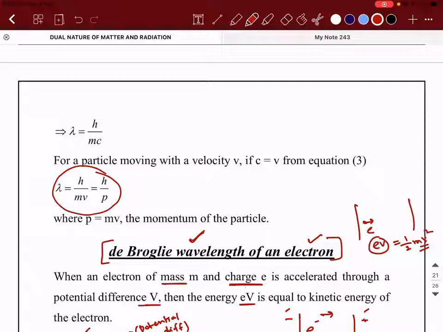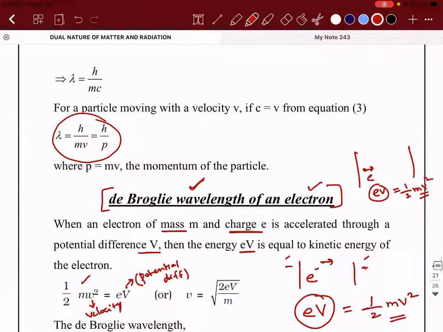Correct? Now this h divided by mv is a specific equation for a matter wave. That matter can be an electron, proton, or whatever it is, provided it has some charge. Now the next question is, if I want to derive the same de Broglie wavelength for an electron, I'm electron specific in this case. Then I take that electron and put it in a chamber where there is a potential difference of V, and the work done by that potential difference directly appears as kinetic energy. We know that energy gets converted from one form to another. So the electrostatic potential energy directly appears as kinetic energy.